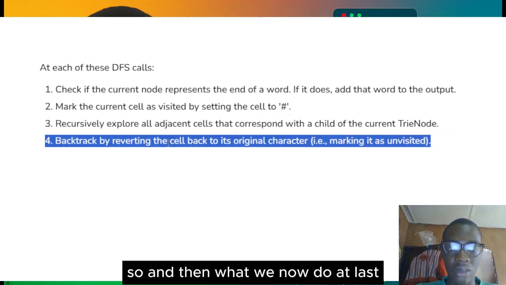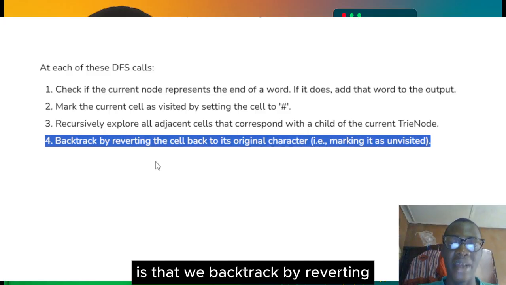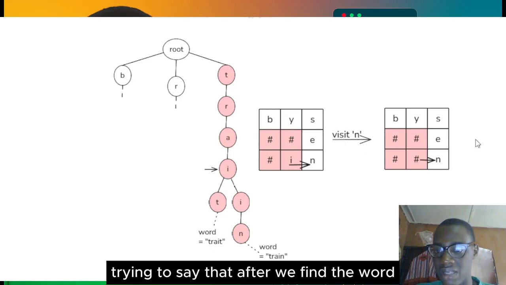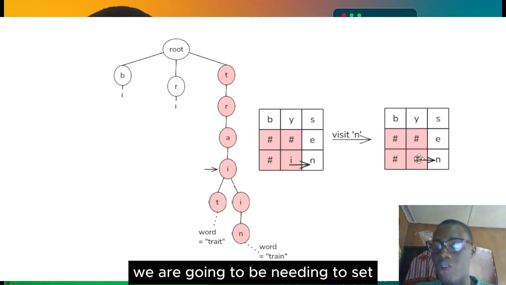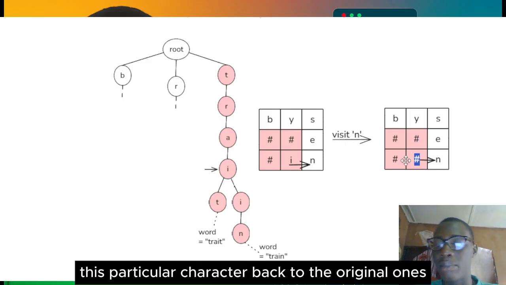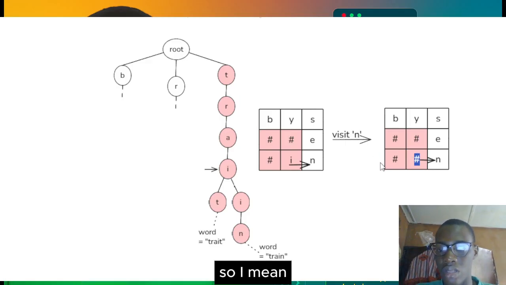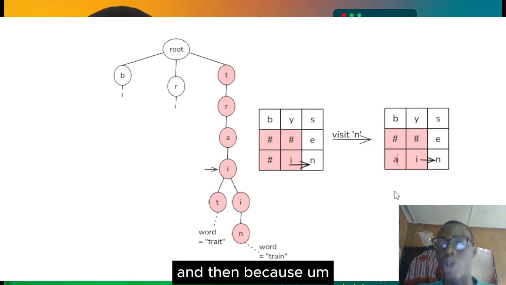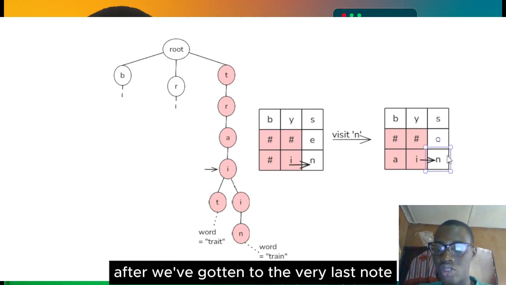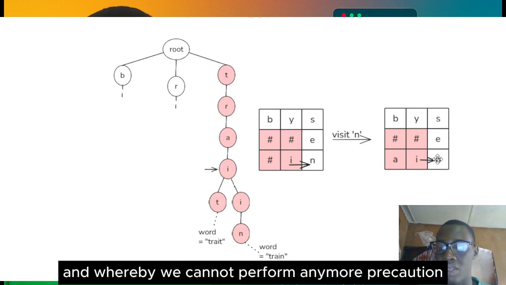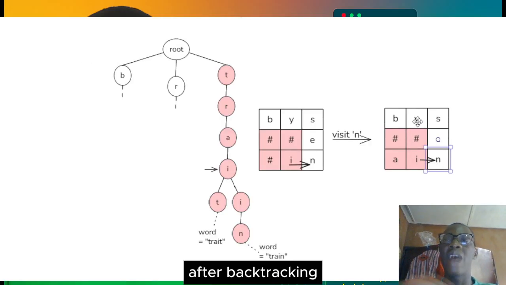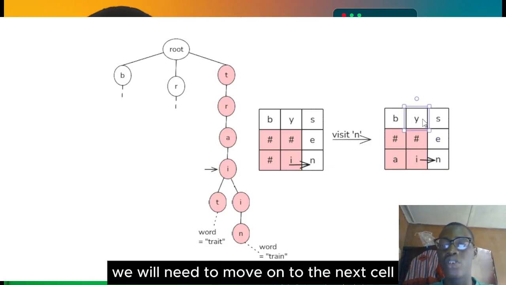And then what we do at last is backtrack by reverting the cell back to the original character. This is trying to say that after we find the word, we need to set this particular character back to the original one. So this one goes back to I, and this one goes back to A. After we've gotten to the very last node and cannot perform any more recursion, we backtrack, because after backtracking we will need to move on to the next cell.